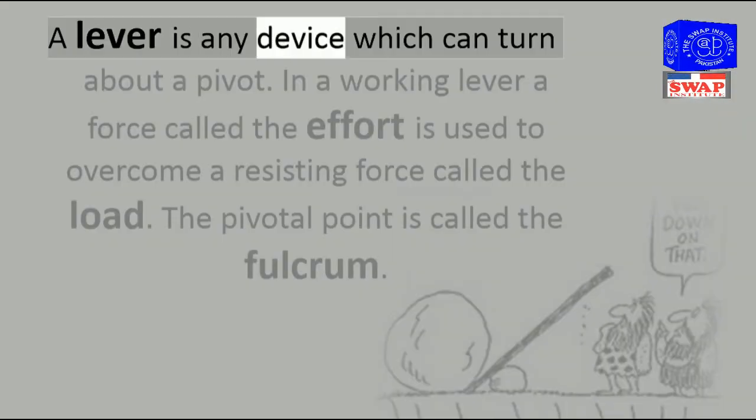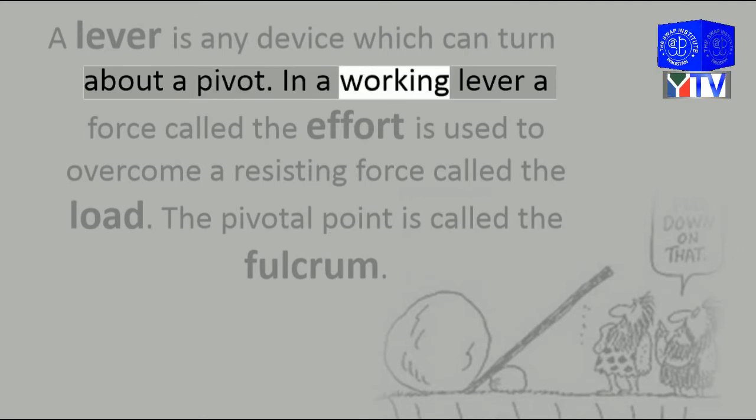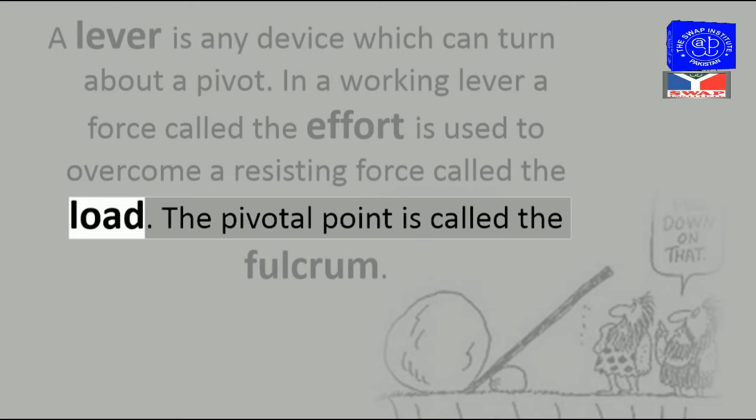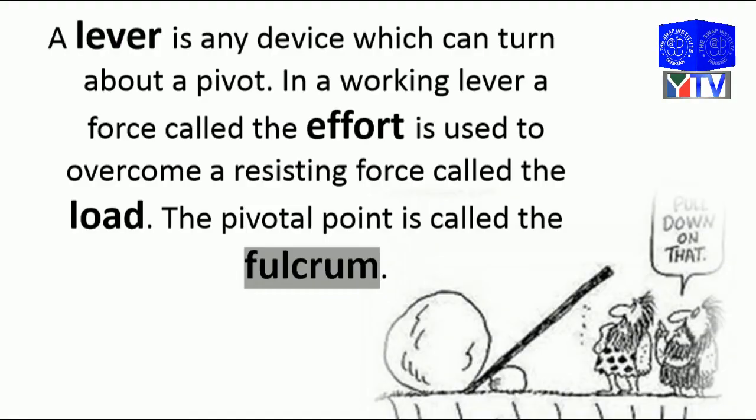A lever is any device which can turn about a pivot. In a working lever, a force called the effort is used to overcome a resisting force called the load. The pivotal point is called the fulcrum. Basically, in this slide, there are four definitions: lever is basically a machine, okay, and effort, we exert a force on this point, this is called effort, the input force, okay, and the output force will be the resultant force which is produced by this effort, and this one is the load.